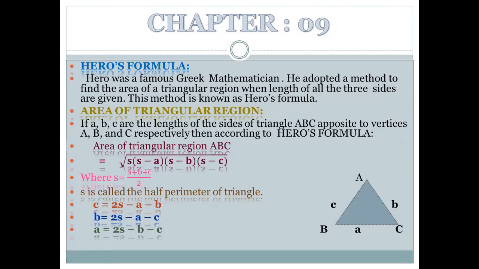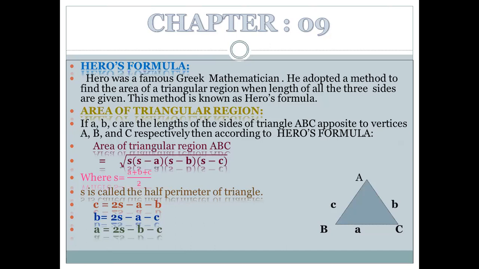I mentioned here the vertices, and according to that, the sides: the opposite side of vertex A is a, of B is b, and the opposite side of C is c. The Hero formula is root of S into S minus a, S minus b, S minus c, and S is actually the half of the perimeter of the triangle. So the value of S will be a plus b plus c over 2.